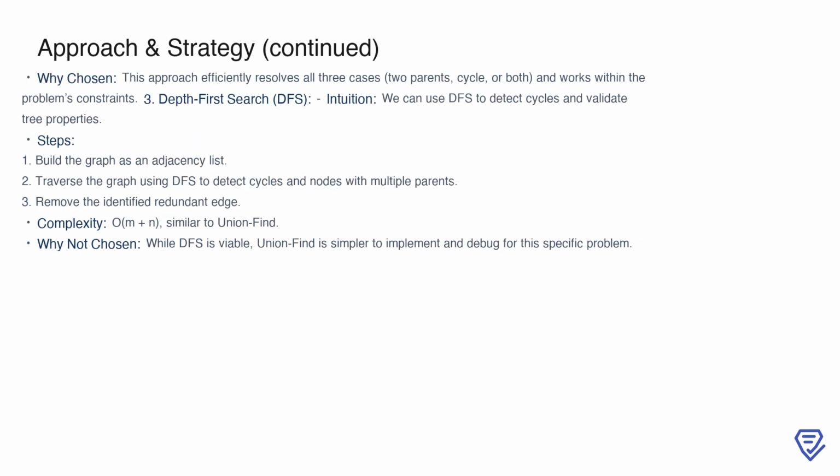The optimized union find approach was chosen due to its ability to handle all three cases, two parents, a cycle, or both, efficiently within the problem constraints. While depth-first search (DFS) is another viable option, it involves building the graph as an adjacency list and traversing it to detect cycles and validate tree properties. The process includes identifying nodes with multiple parents and removing the redundant edge. Although DFS has a similar time complexity of O(m + n), union find stands out as simpler to implement and debug for this specific problem. These factors made union find the preferred candidate over DFS.